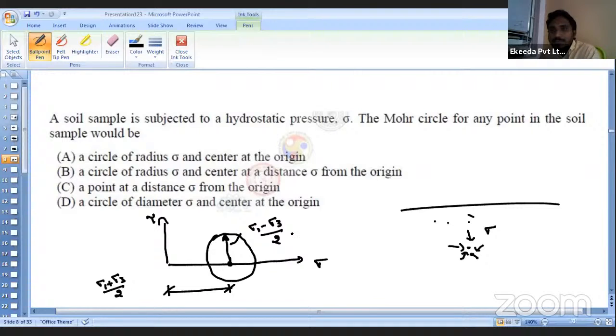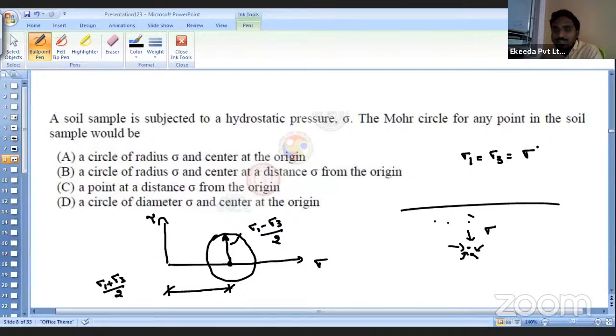As the soil sample is subjected to hydrostatic pressure, that means whatever direction you take, the pressure acting on the soil is the same. That means you can say that sigma 1 is equal to sigma 3, which is equal to sigma.